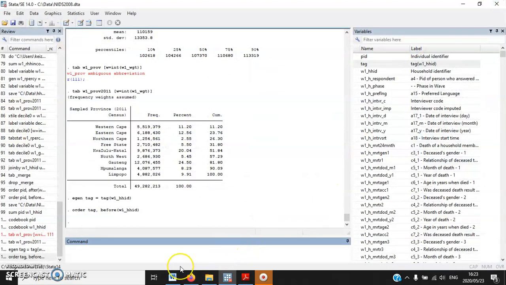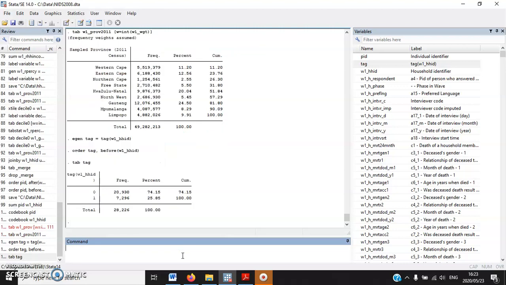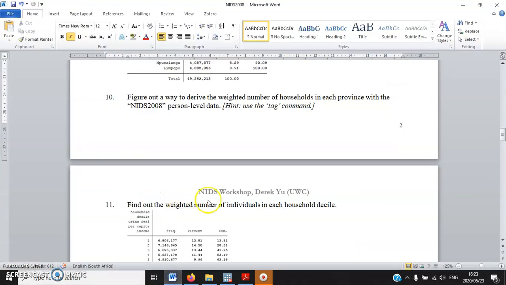So in other words, expect 7,296 people are given the tag value of 1. The rest, 0. So let's tab the tag variable. Indeed, 7,296. So we're done with question 10.